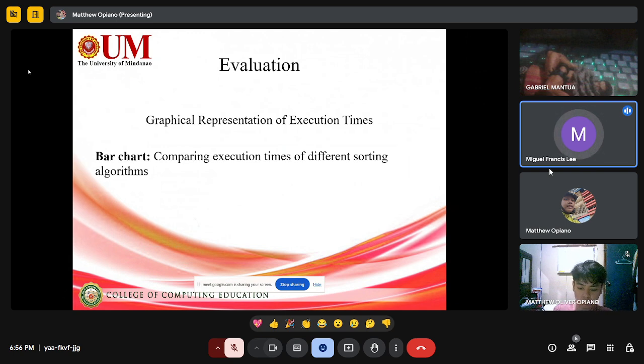So, our graphical representation is a bar chart comparing execution times of different sorting algorithms. This bar chart illustrates how dovetail sort consistently outperforms traditional methods. Notably, it shows a 6.3 times speed up on average, especially when working with datasets with a high frequency of duplicates.